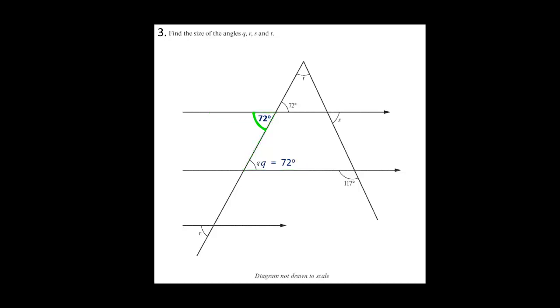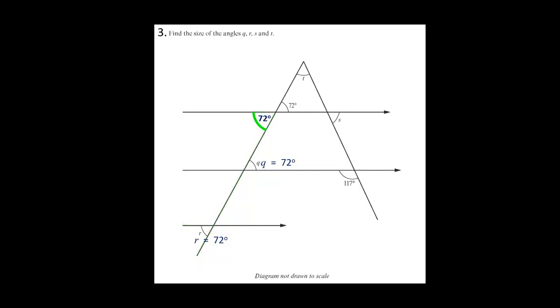Let's have a look now at R. Now actually what we've got here is a backwards F. So we can see that actually that 72 and R are the same. There's the backwards F there, look. So R is 72 degrees.